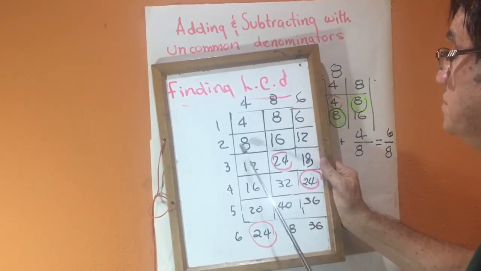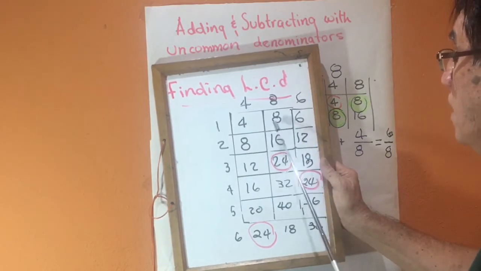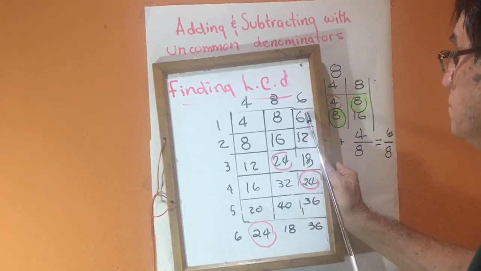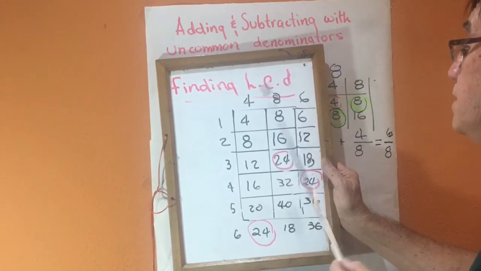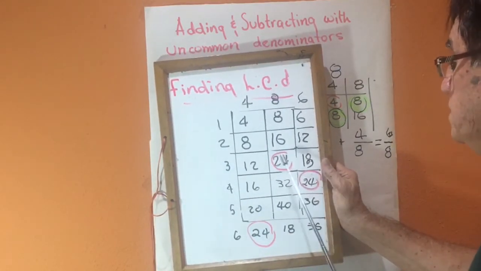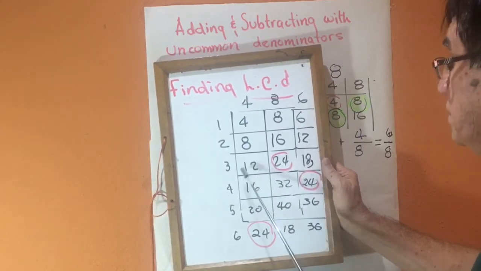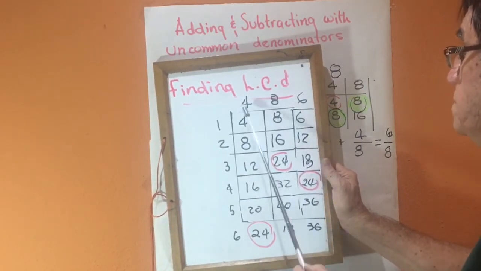Well, 2 times 4 is 8. 2 times 8, 16, and this is 12. Oh, these guys are common, but not with 6. So we keep on going. 3 times 4 is 12. 3 times 8 is 24. 3 times 6 is 18. Still, we don't have a common denominator for the 3 of them.